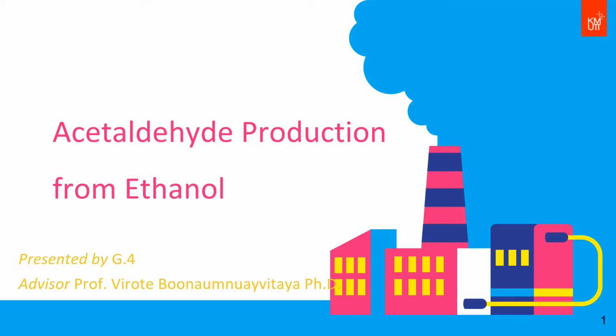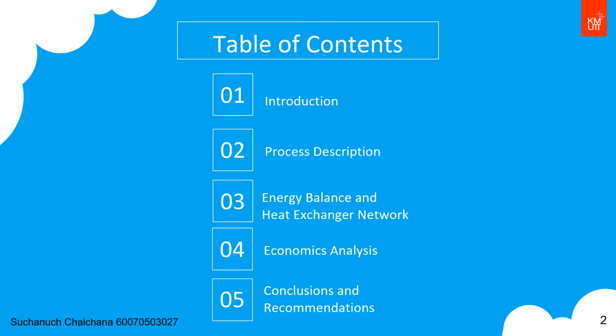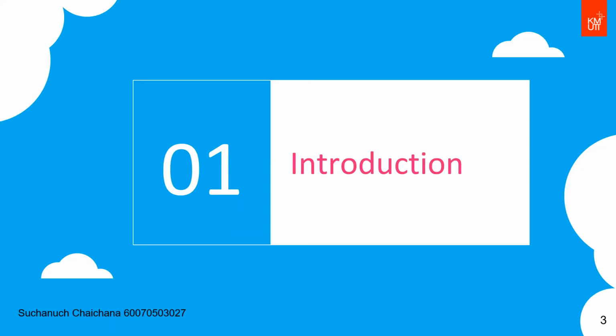Hello all committees. We are going to present about acetaldehyde production from ethanol by group flow. The contents include introduction, process description, energy balance and heat exchanger network, economics analysis, and conclusions and recommendations. The first one, introduction.